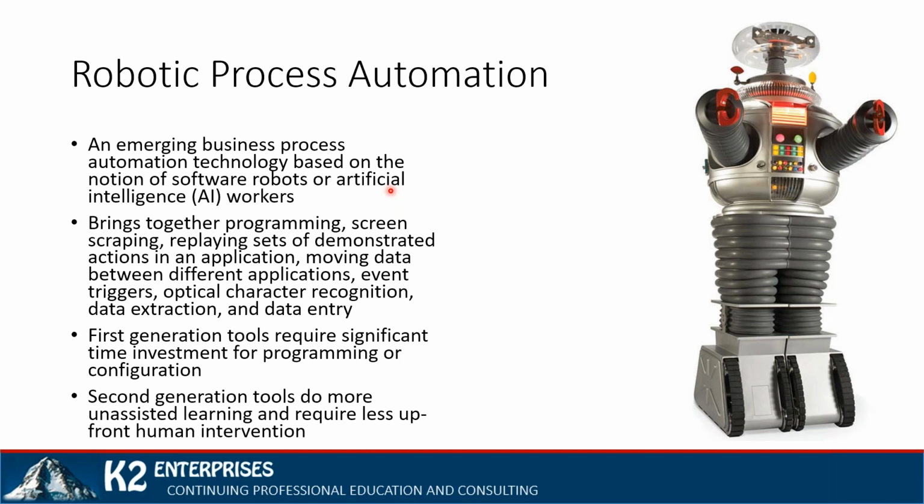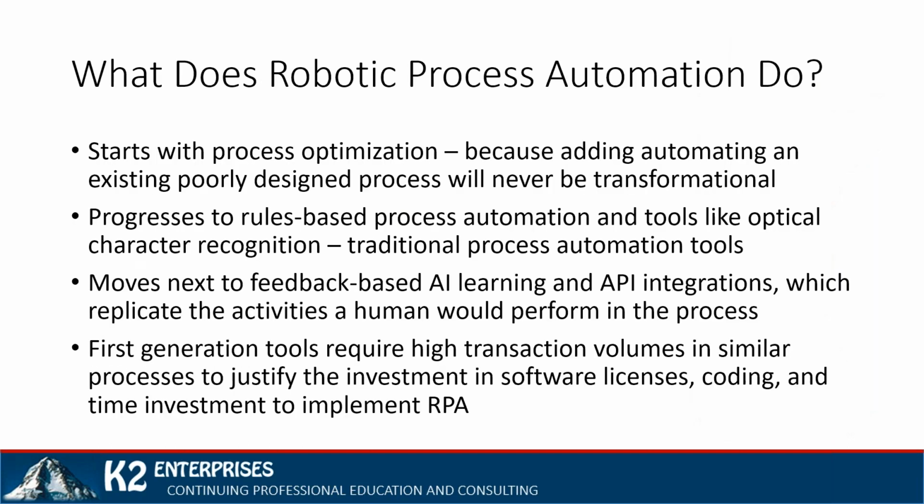The second and third generation tools now do more unassisted learning. Think watching you do a task and then creating a routine to automate it, and they require quite a bit less upfront human intervention. So when we think about how we're going to implement it here, we've got to start with process optimization, okay? That means you're going to figure out what your business logic is that you're trying to accomplish in your business process, and then program as much of it as you can into analytics or limit checks or other things like that, okay? Because, again, we don't want to add automation.